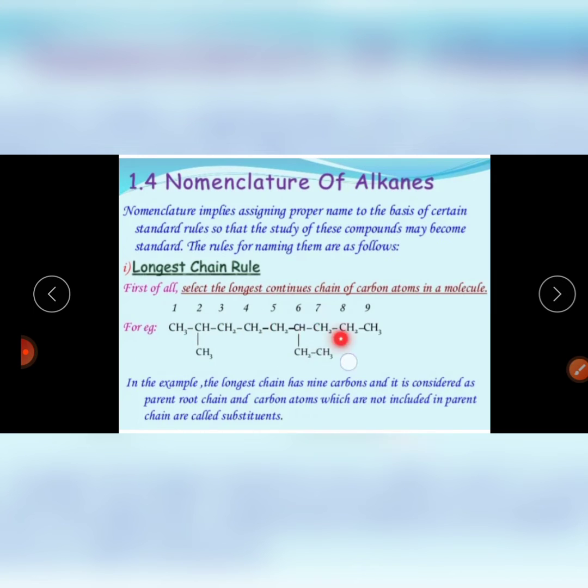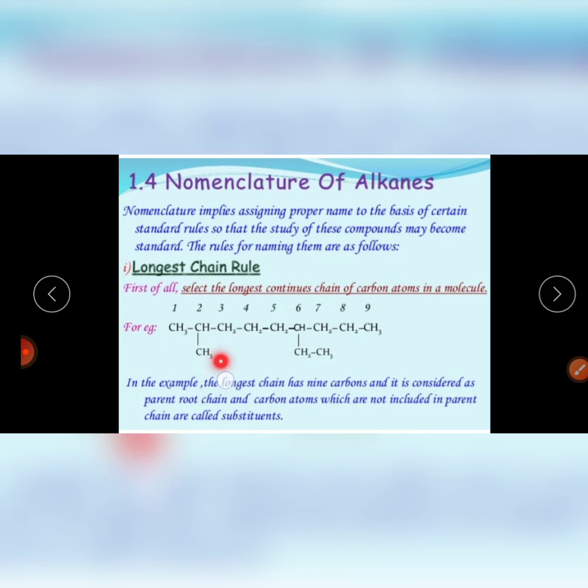As we are having this particular compound, we have to select the longest carbon chain. Over this particular compound, this is our longest carbon chain, which consists of 9 carbon atoms. And one thing you have to focus on is that this longest carbon chain is termed your parent root chain, and the carbon atoms which are not included in this parent chain are called your substituents.